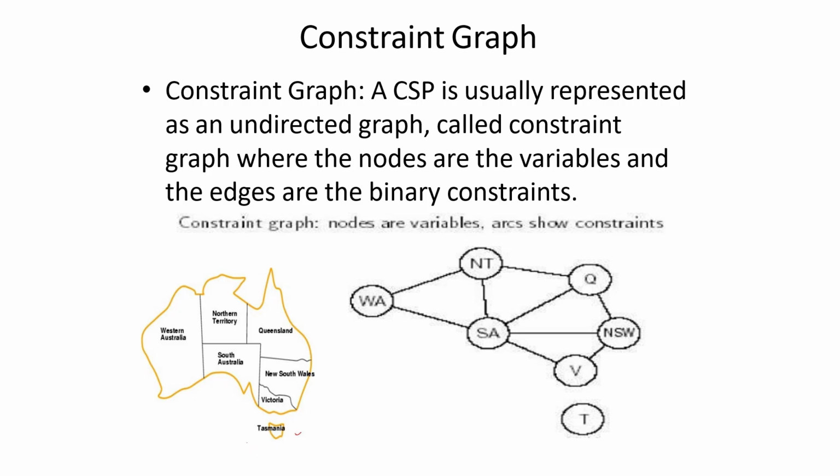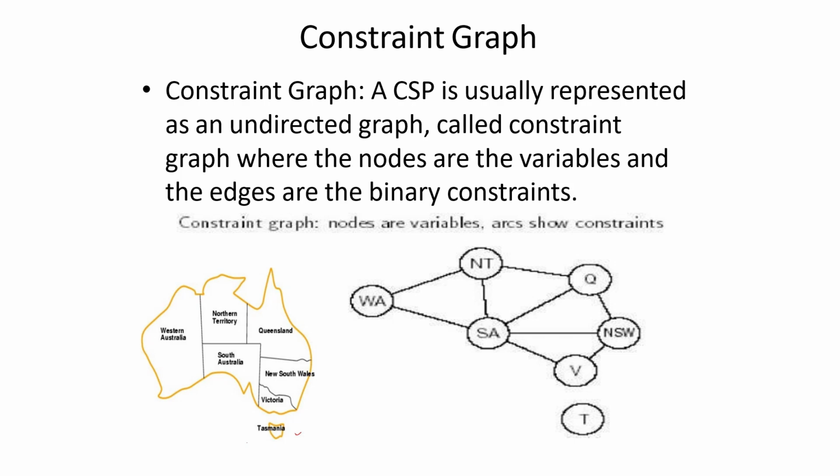So what is meant by the constraint graph? The nodes represent the variables or regions. The constraints are between neighboring regions, and the graph is dependent on them, making the problem easy to solve.